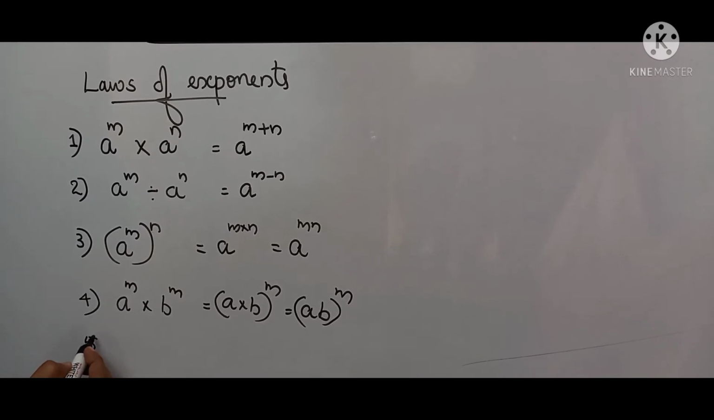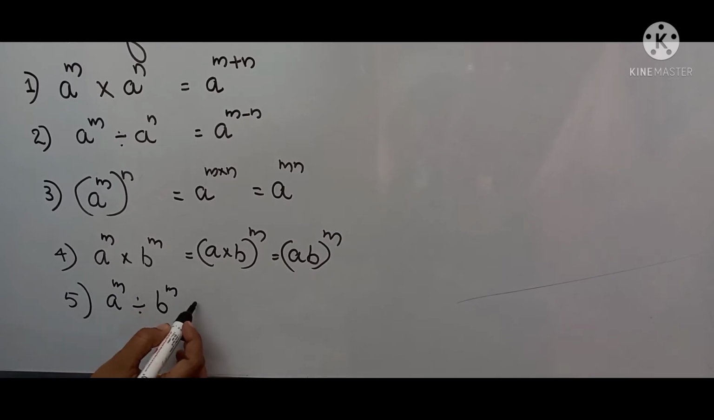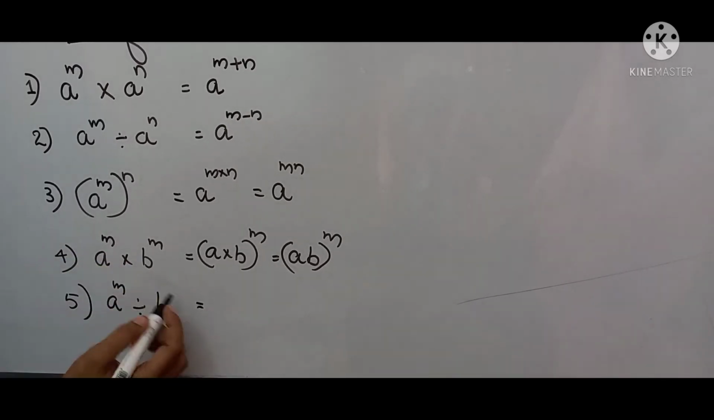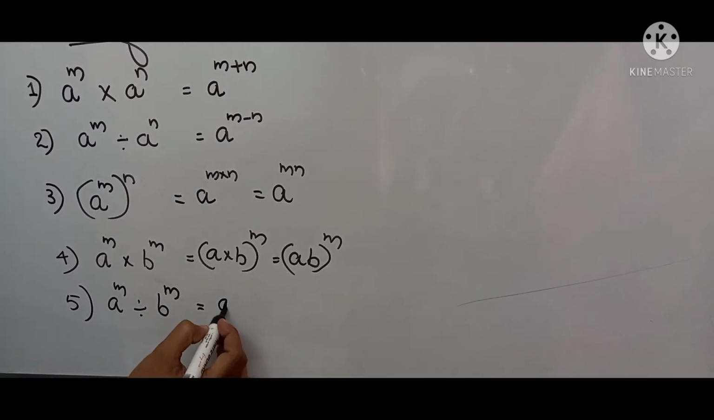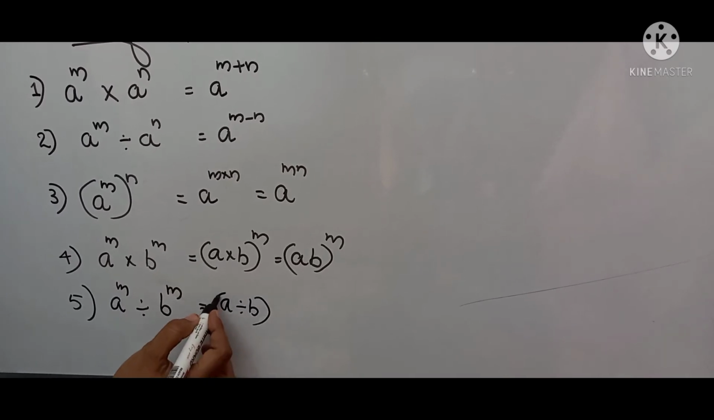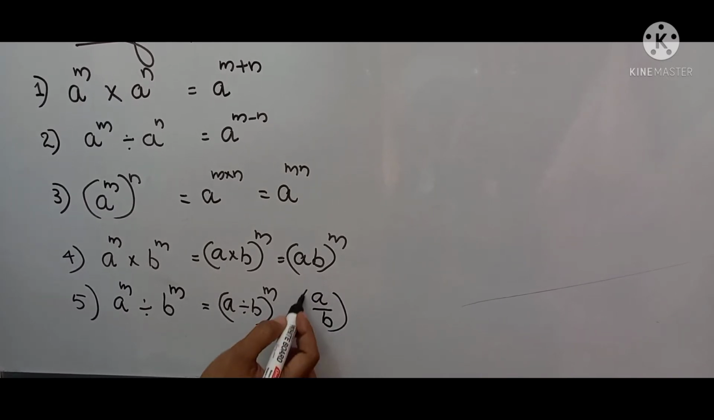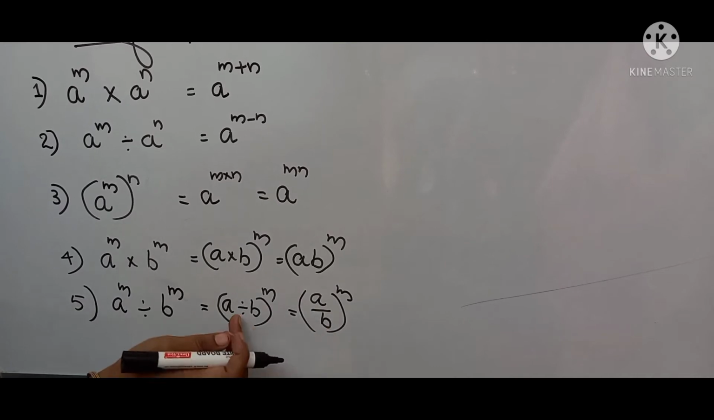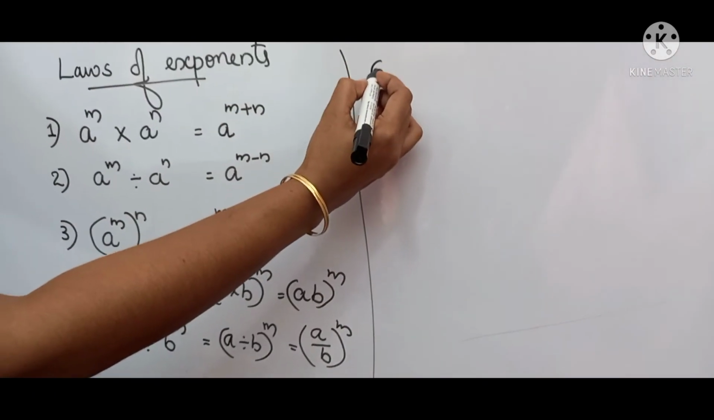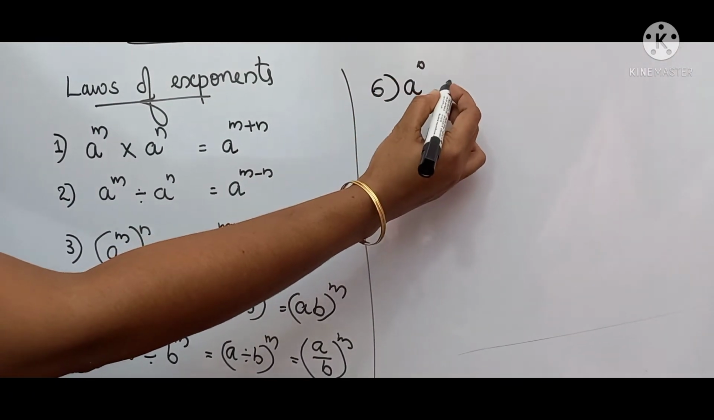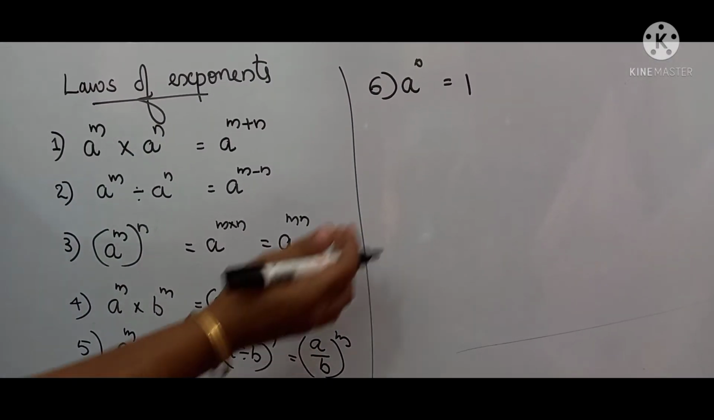The fifth law is a raised to m divided by b raised to m. Here you can see the powers are same and the bases are different. In that case we write a divided by b the whole raised to m. Usually we write a by b this way only. a by b the whole raised to m. And the sixth law is a raised to 0 is equal to 1. That means any number raised to the power 0 is equal to 1.